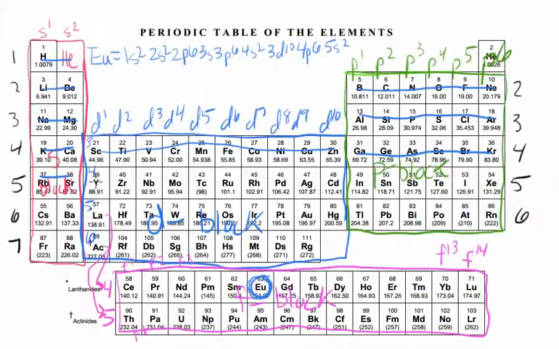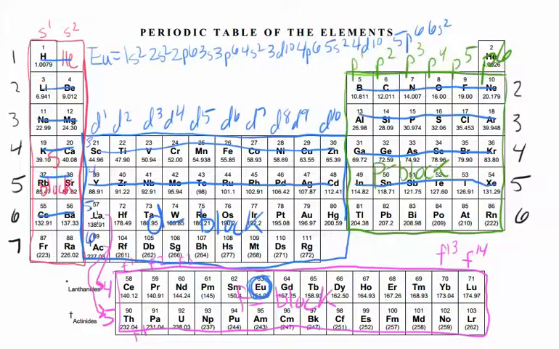And then this is, once again, after 5s comes 4d, so we get all the way to the end to cadmium here. We still haven't made it to europium. So we write down 4d10. And then 5p6. And then we have here 6s2. And this is where it gets a little strange.